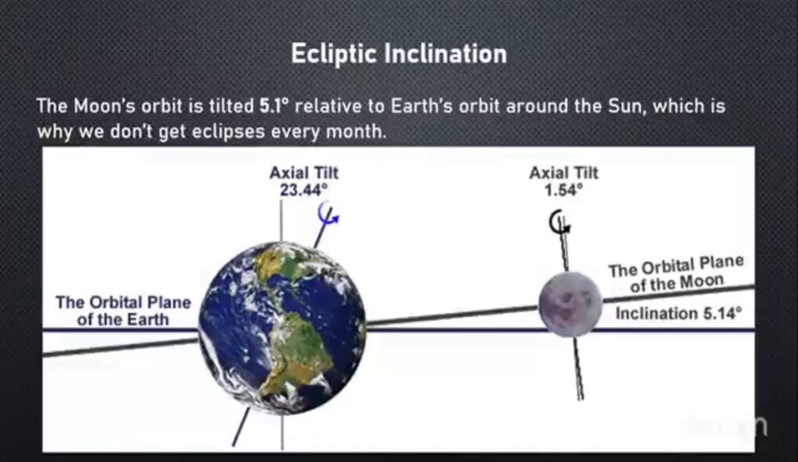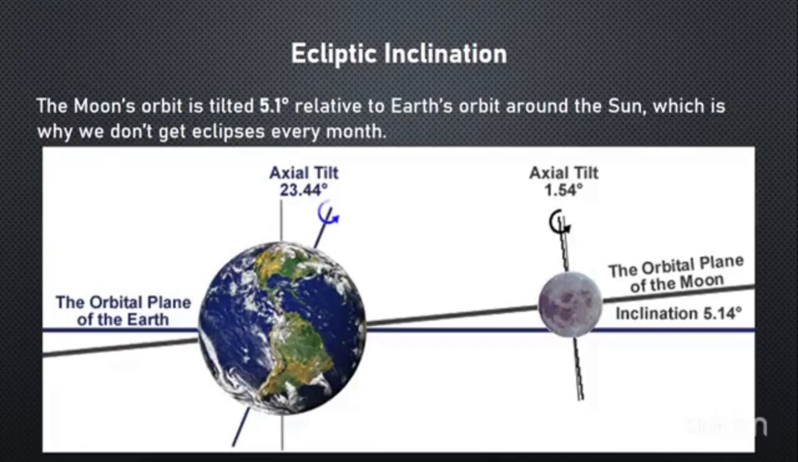Now, in terms of orbital inclination, the moon's orbit is tilted at an angle of 5.1 degrees relative to the Earth's orbital plane, or orbit around the sun. This is why we don't get to see eclipses every month. We are supposed to be seeing eclipses every month, but because of this reason, we don't. I'm going to explain that much later.